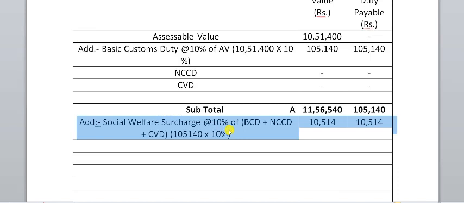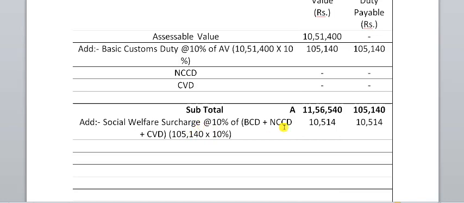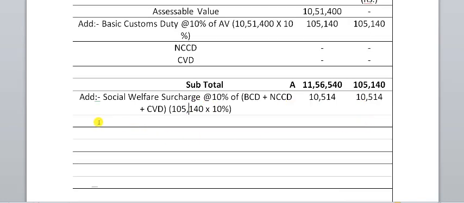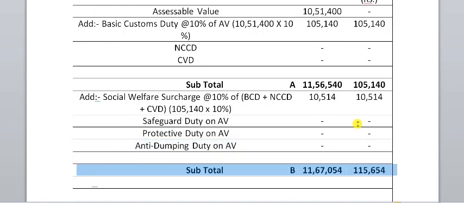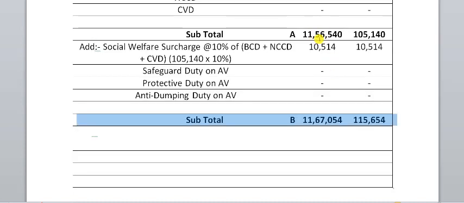Next you will take social welfare surcharge, whatever is the duty amount you have got till now, on that 10%. So 1,05,140 into 10% will be 10,514. Have they given safeguard duty? No. Protective duty is also not given. Anti-dumping duty is also not mentioned. So next we will get subtotal B, 11,56,540 plus 10,514, 11,67,054. And the duty so far, 1,05,140 plus 10,514, is 1,15,654.